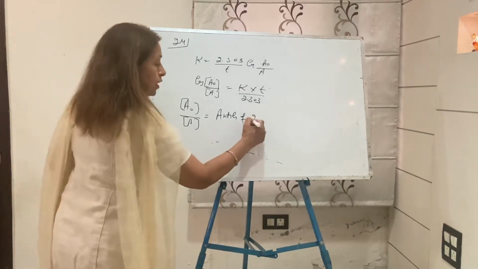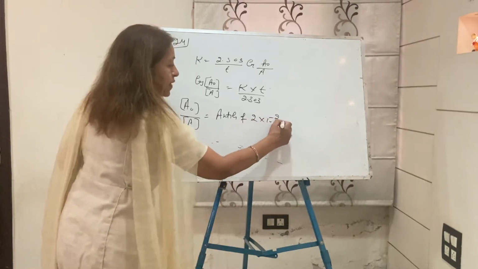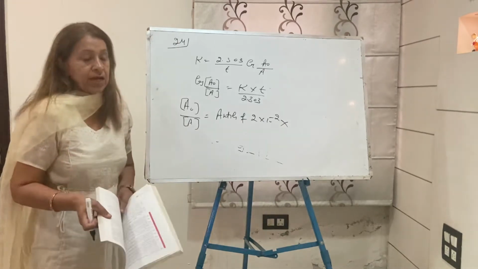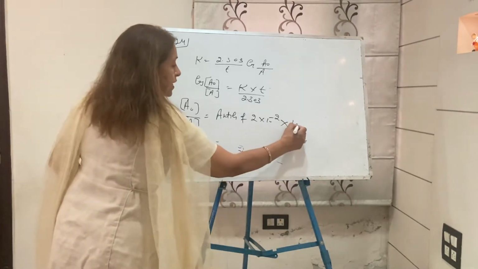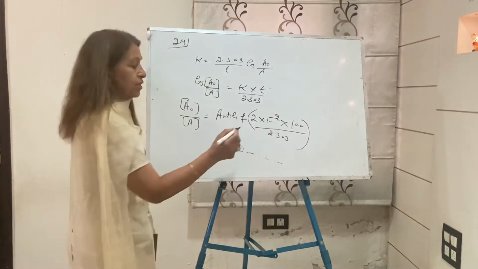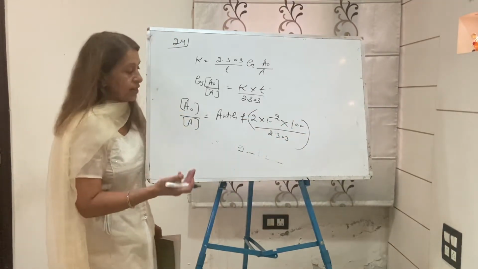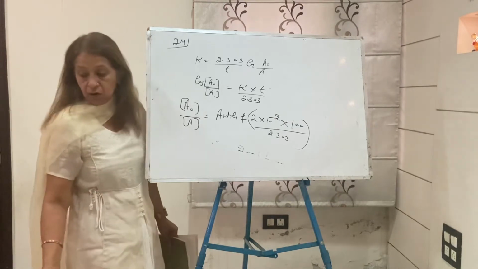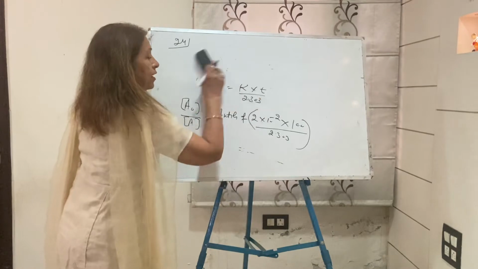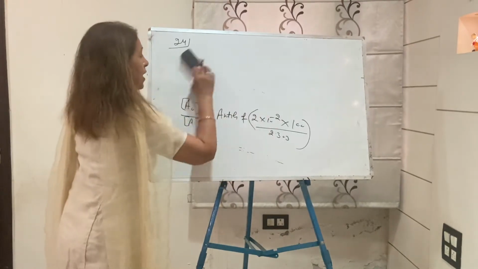Put here 2 into 10 raised to power minus 2 per second. And what about the time? The time is 100 seconds. Same units, units cancel. Divided by 2.303. After calculating this, whatever answer comes, take the antilog. I have explained log and antilog one time; you can open my link where I have explained log and antilog.